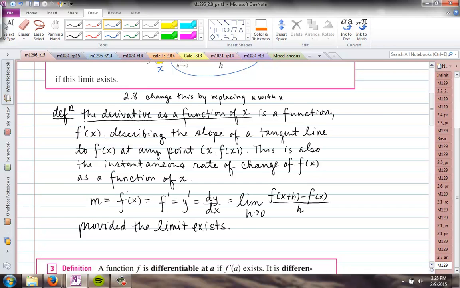And so we have a lot of different notation for this that I'm just trying to get you accustomed to. Mostly we're going to be using this Newton notation, f prime of x. F prime is another form, or y prime, meaning the derivative. Later on we'll talk more about Leibniz notation, which is dy over dx. All those mean the limit as h goes to 0 of f of x plus h minus f of x over h. That is the definition of a derivative as a function.